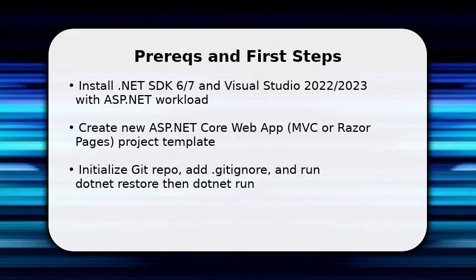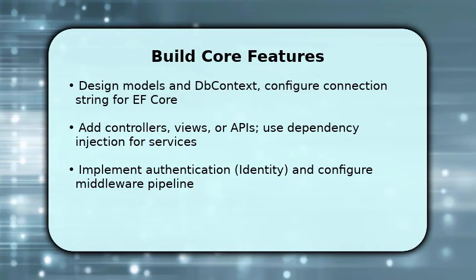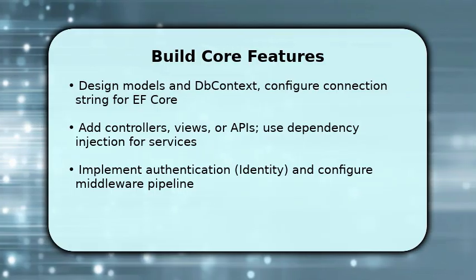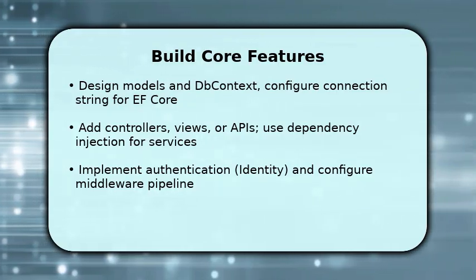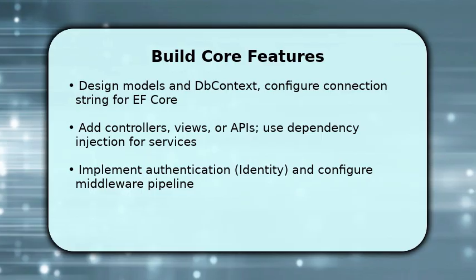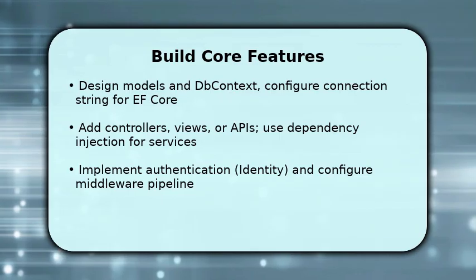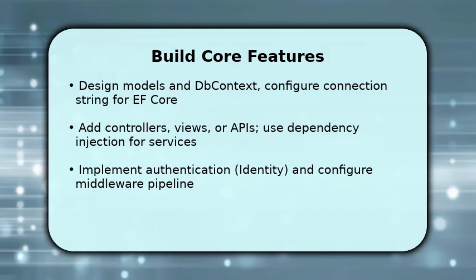Now you build the application core, design your domain models and DB context, and set a connection string for EF Core migrations. Once done, scaffold controllers and views or create API endpoints and register services with dependency injection so components remain testable and decoupled. Configure the middleware pipeline in Program.cs: static files, routing, authorization, and error handling.